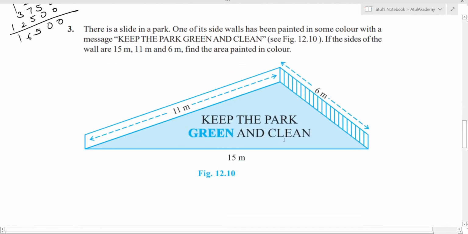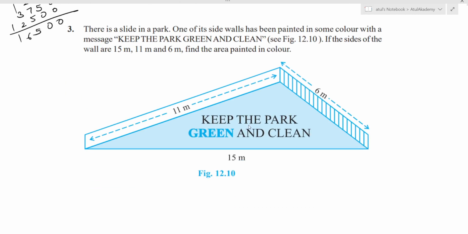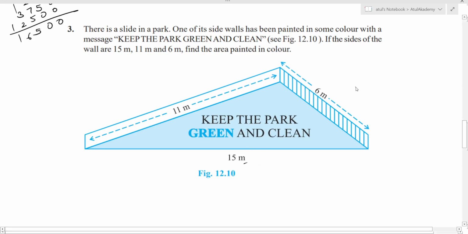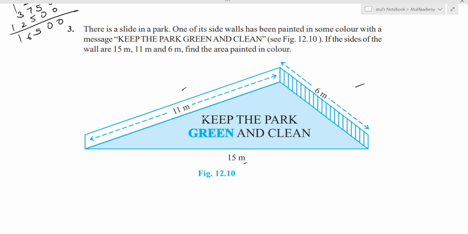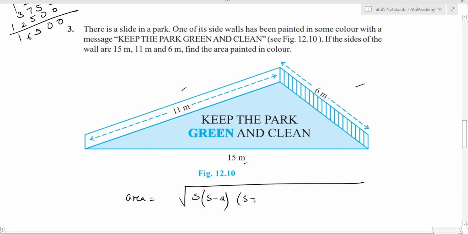There is a slide in a park. One of its side walls has been painted in some color with the message, "Keep the park green and clean." If the sides of the wall are 15 meter, 6 meter, 11 meter, you need to find the area of this painted color. So whenever we need to find the area, we have to use here 3 sides given. So what will we use again? So area formula will be same again, root of S into S minus A, S minus B, S minus C.